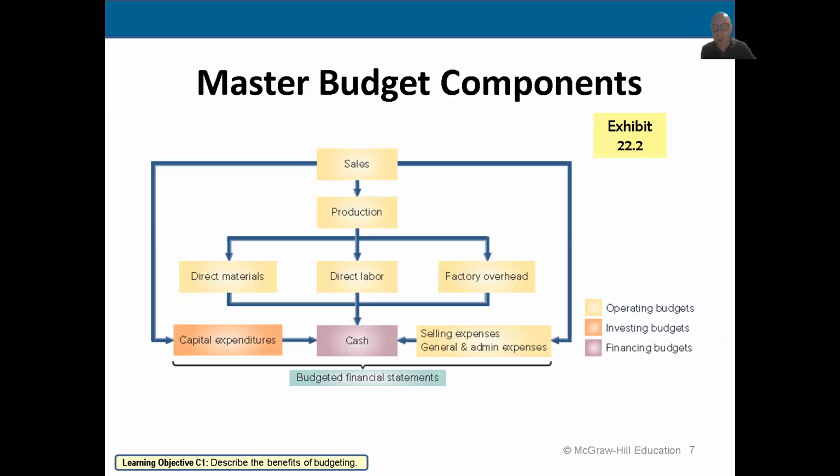So in manufacturing, it's no different. We have a lot of different departments in manufacturing. Sales, production, selling administrative, capital. Think of these as different departments. I need to create budgets for every single one of these areas.